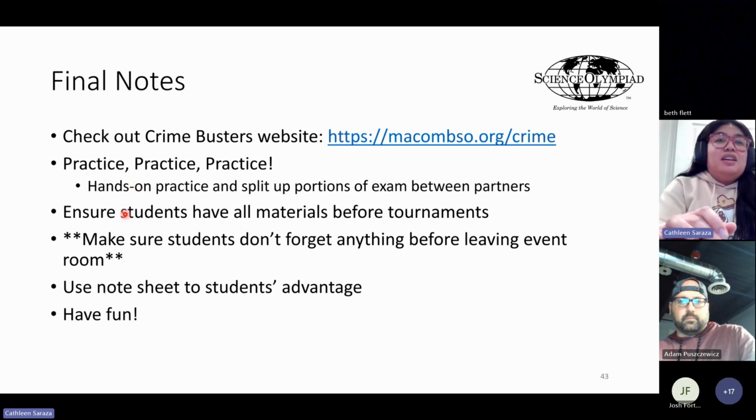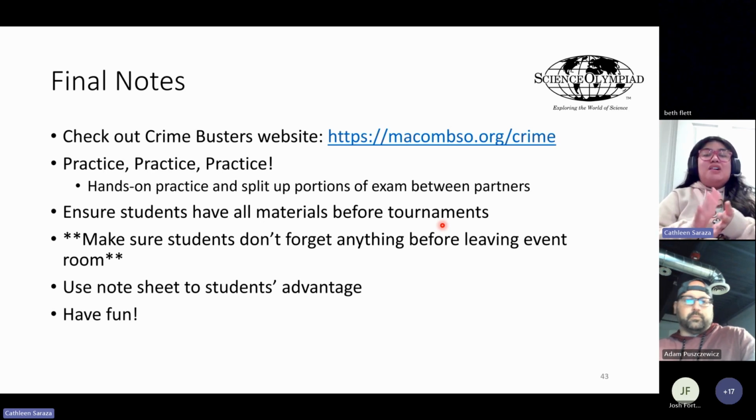Make sure your students have all the materials before the tournaments, so their goggles, their pencils or pens, as well as their magnifying glasses and their note sheet. Make sure they all have that before entering my room.